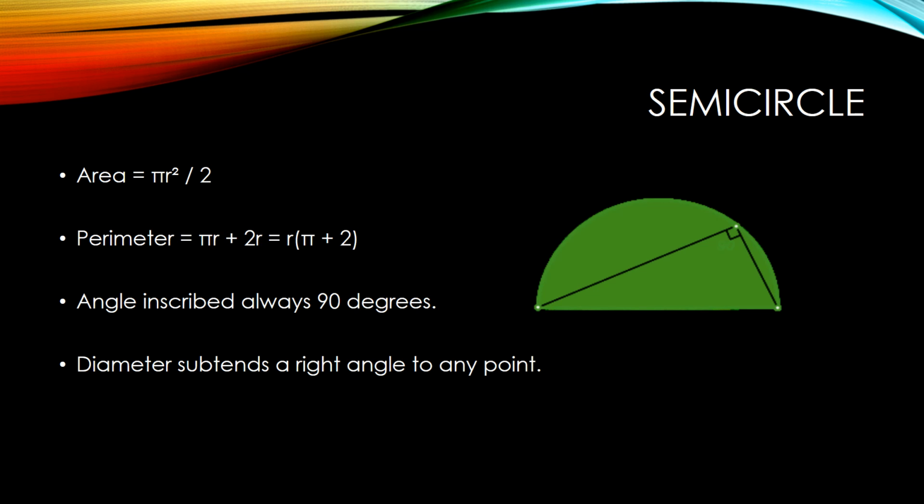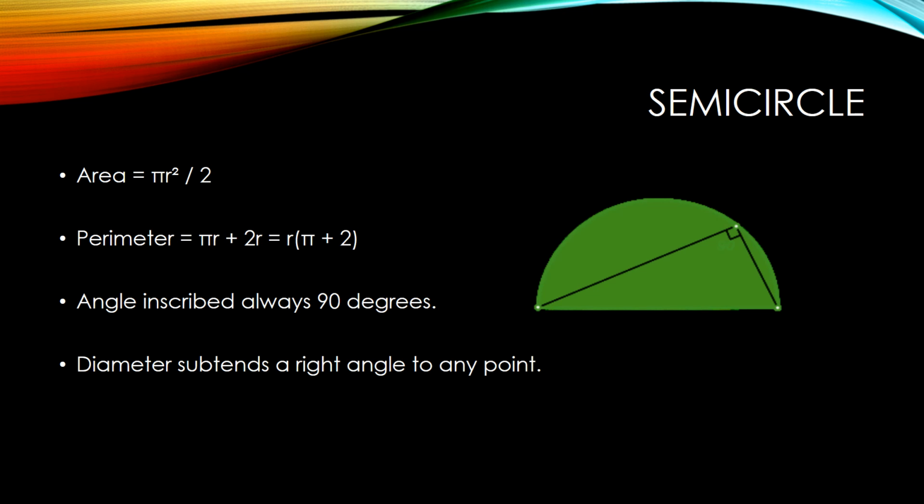From the figure above, you can see that the perimeter is the curved part, which is half the circle, plus the diameter line across the bottom. So the formula for the perimeter of a semicircle is perimeter equals pi r plus 2r, which equals r into pi plus 2.